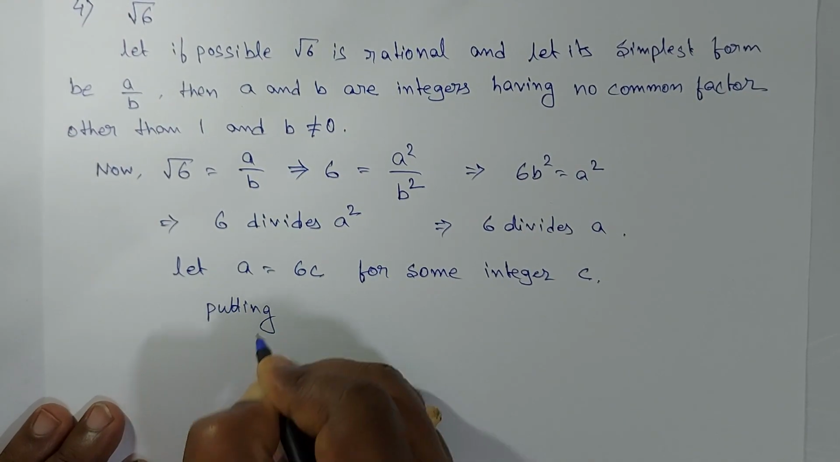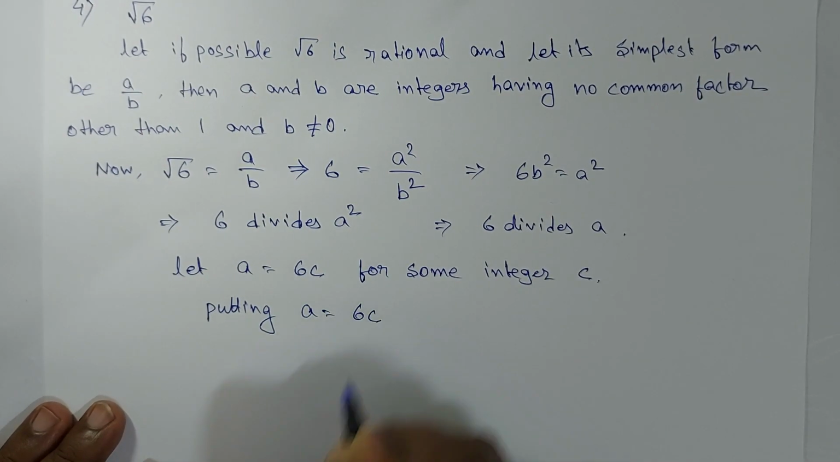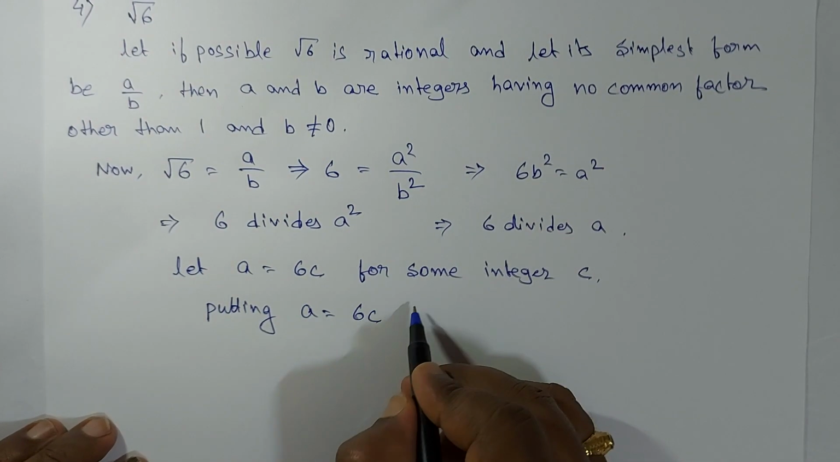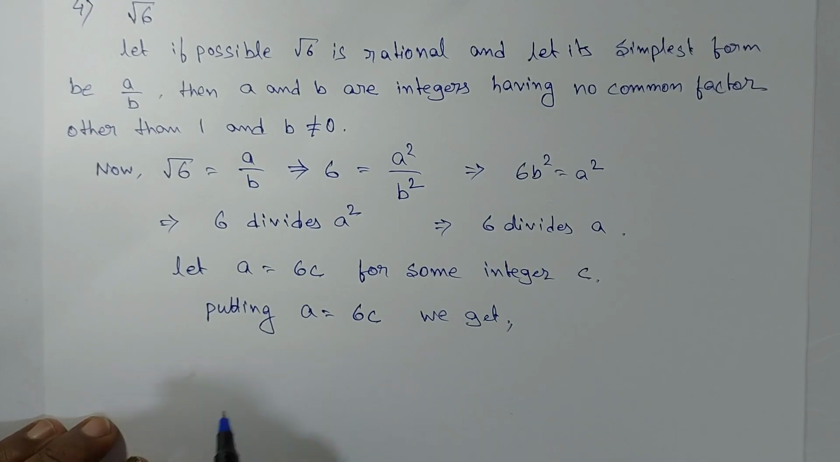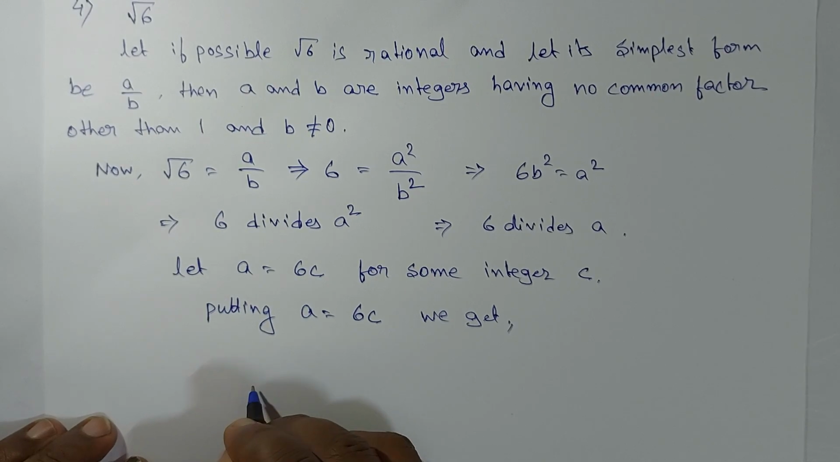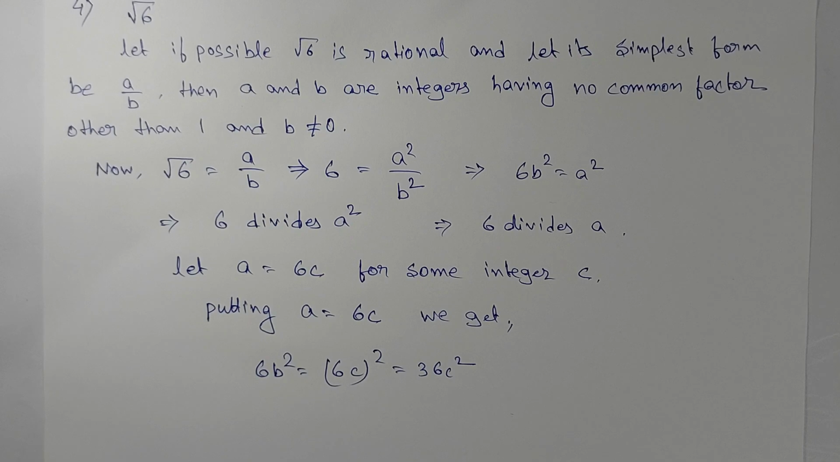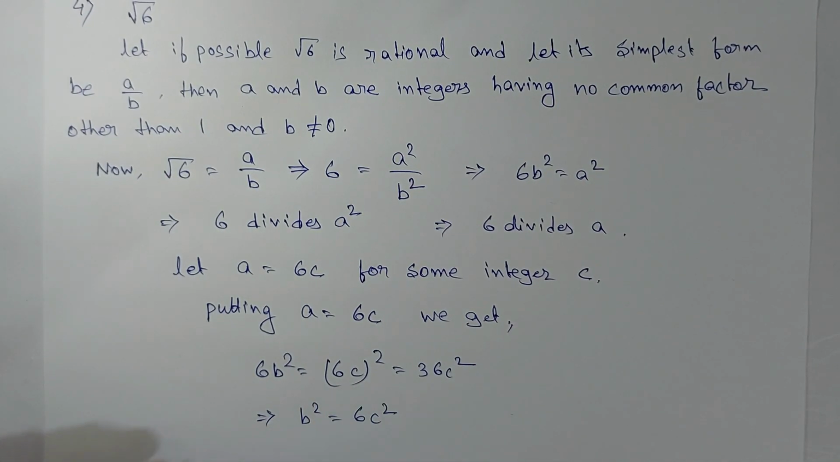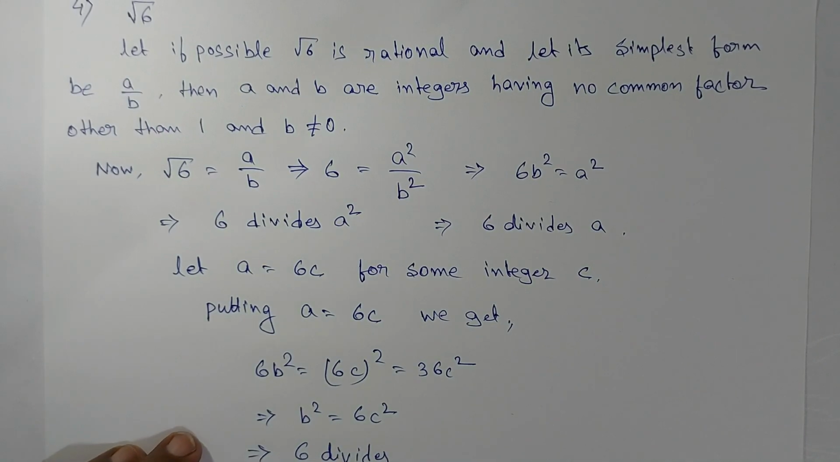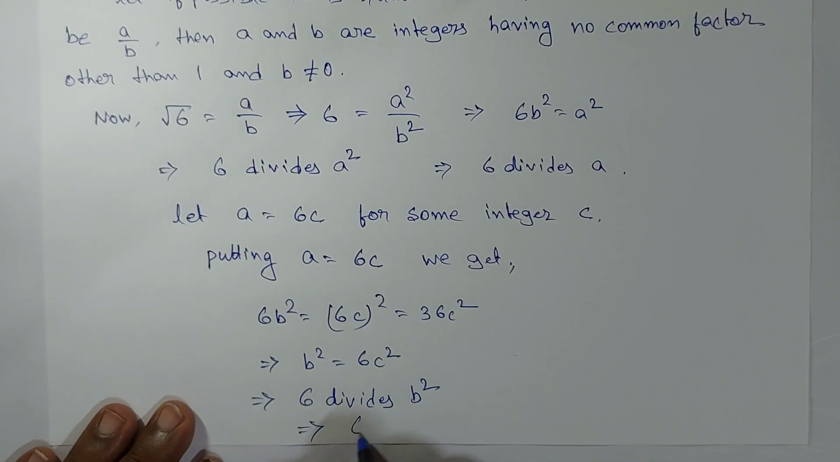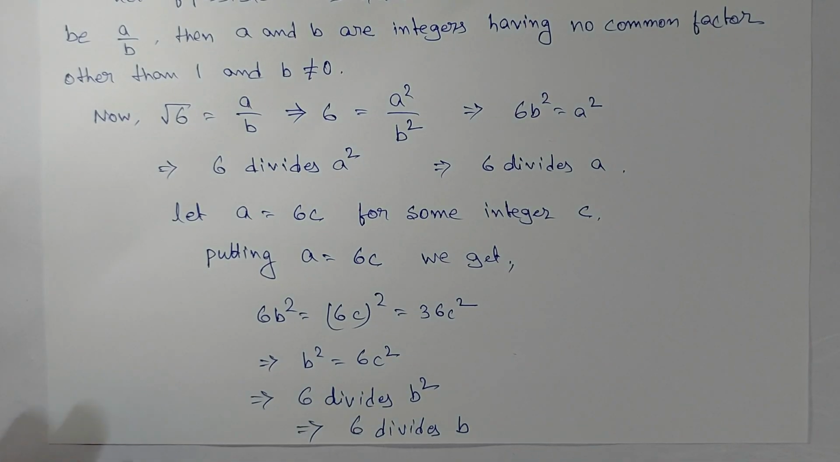Putting a equal to 6c, we get 6b square is equal to 6c whole square, that is 36c square, or b square is equal to 6c square. This means 6 divides b square. This implies that 6 divides b.